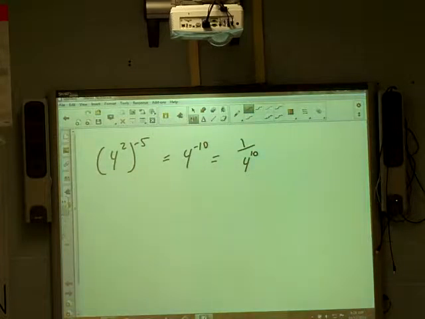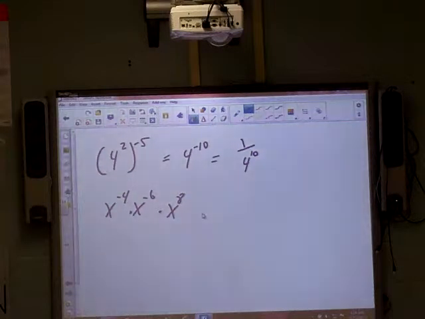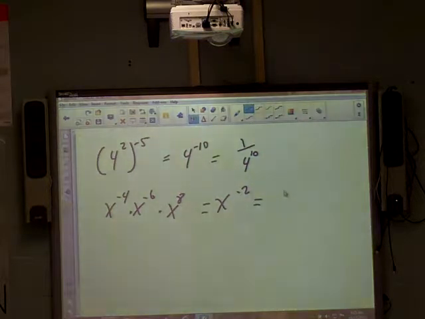All right. Here we got x to the negative 4th times x to the negative 6th times x to the 8th. So we got the same base all the way through. My answer is going to be that base. What do you do with powers when it's multiplication with the same base? Add them. Negative 4 plus negative 6 is negative 10. Negative 10 plus 8 is negative 2. Can't leave a negative exponent. 1 over x squared.